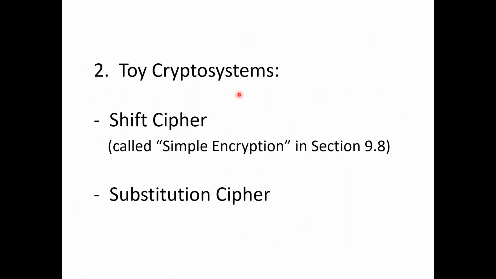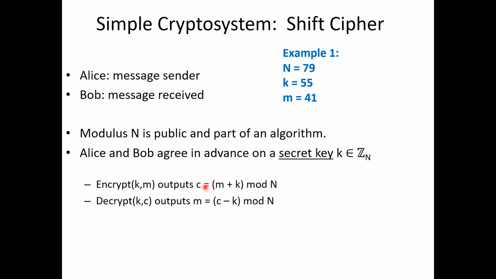Okay, here is a toy crypto system called a shift cipher. That crypto system is called simple encryption in this chapter. So it's not called shift cipher there, but in cryptography it is known as a shift cipher. And I will talk about a certain generalization of this as well. Okay, this is how shift cipher works.